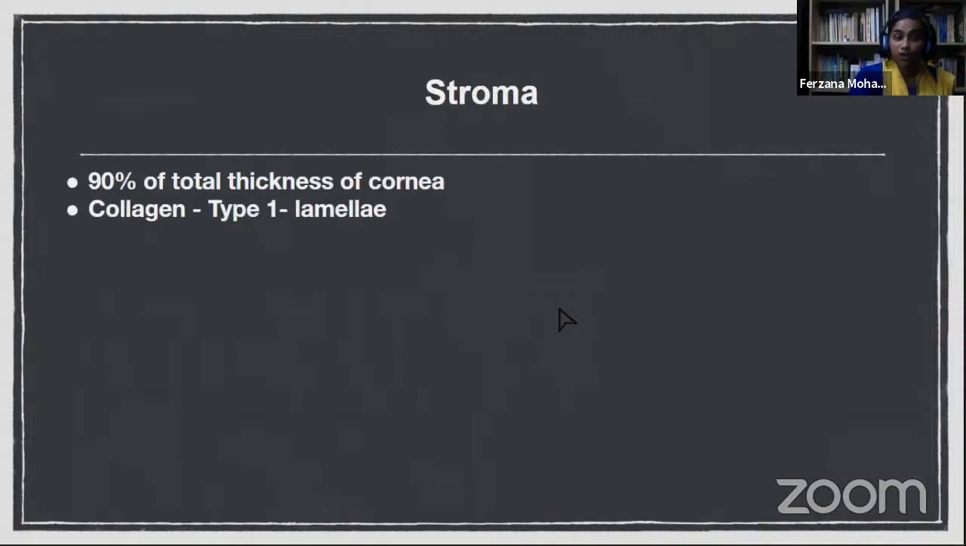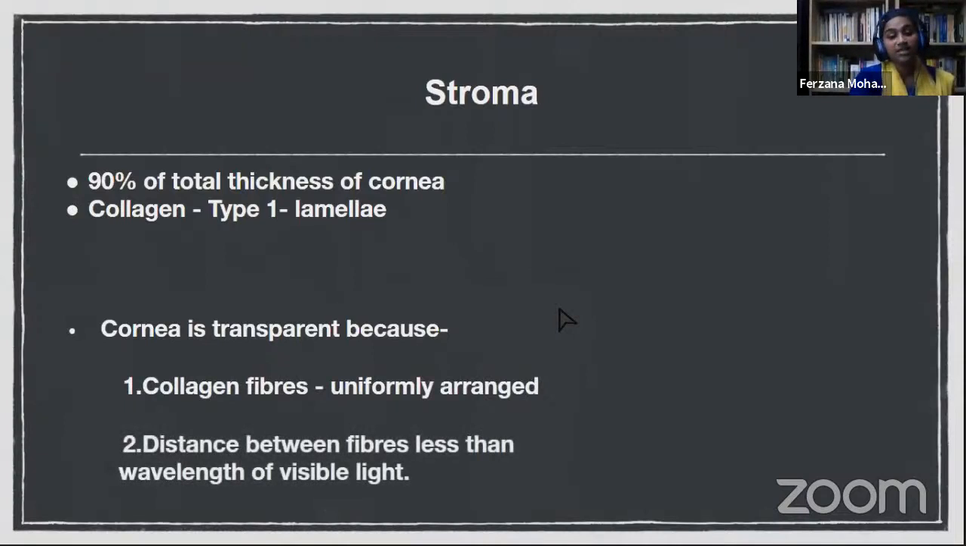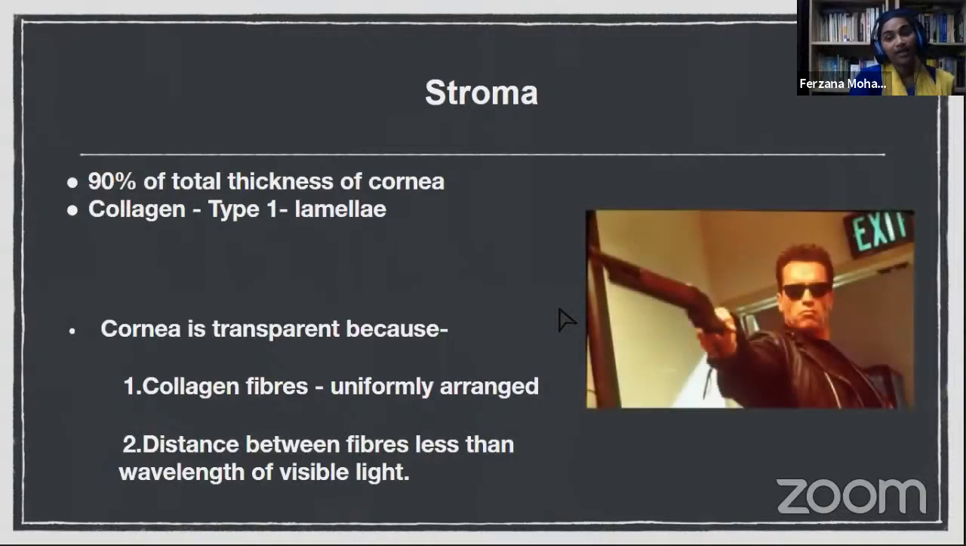It is comprised of collagen, glycosaminoglycans, and cells like keratocytes. The collagen is type 1 and is arranged uniformly in lamellae. This is very important because that is why the cornea is transparent. The cornea is transparent because the collagen fibers are uniformly arranged and the distance between these fibers is less than the wavelength of light, so that any stray ray is immediately destroyed by destructive interference.